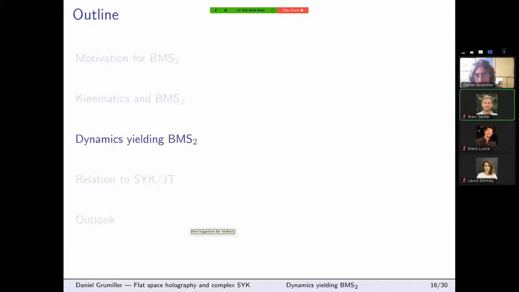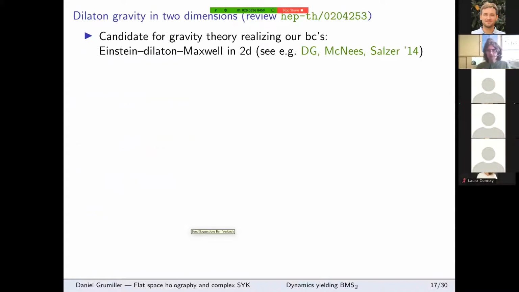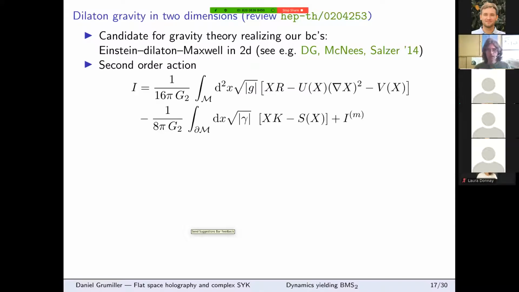and perhaps with some central extension when we canonically realize the asymptotic symmetries. The model space that we are considering is dilaton gravity in 2 dimensions. So a candidate theory of gravity that realizes our boundary conditions is Einstein-dilaton-Maxwell gravity in 2 dimensions. I'm referring to this paper with Jakob because there we discuss also the boundary contributions to the action in the second order formulation. So the class of actions that we're interested in is given here.